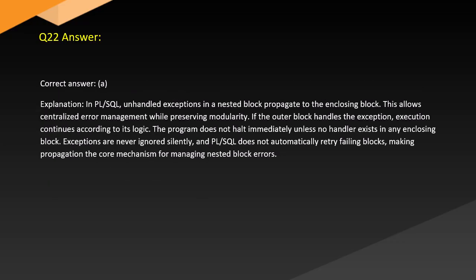Answer. Correct answer: A. Explanation. In PL/SQL, unhandled exceptions in a nested block propagate to the enclosing block. This allows centralized error management while preserving modularity. If the outer block handles the exception, execution continues according to its logic. The program does not halt immediately unless no handler exists in any enclosing block. Exceptions are never ignored silently, and PL/SQL does not automatically retry failing blocks, making propagation the core mechanism for managing nested block errors.